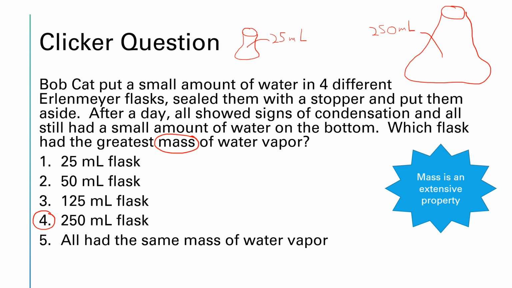It would be the same answer if I asked which of these flasks had the greatest volume of water vapor, right? Because we're assuming that there's just a little bit of liquid water on the bottom of each of these flasks, so the vast majority of the flask is filled with the vapor phase. So the biggest flask would have the greatest volume, and the biggest flask would have the greatest mass of water in the vapor phase.